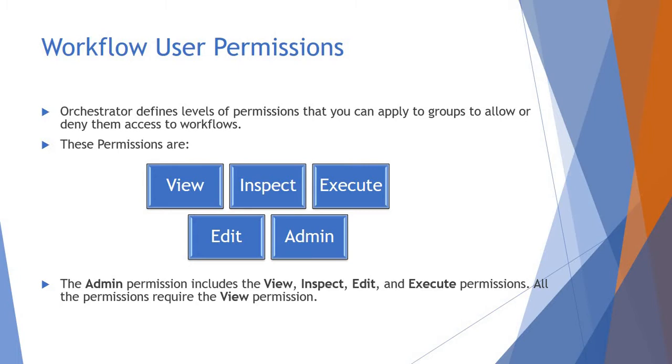View. The user can view elements in the workflow but cannot view the schema or scripting. Inspect. The user can view the elements in the workflow including the schema and scripting. Execute. The user can run the workflow. Edit. The user can edit the workflow. Admin. The user can set permissions on the workflow and has all other permissions. The admin permission includes the view, inspect, edit, and execute permissions. All the permissions require the view permission.